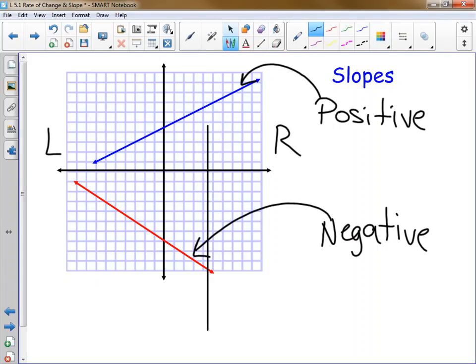So one more time, the slope of a line is determined by looking at the line and moving from left to right. As you move from left to right, if it goes up, it's positive. As you move from left to right, if the line goes down, it's negative.